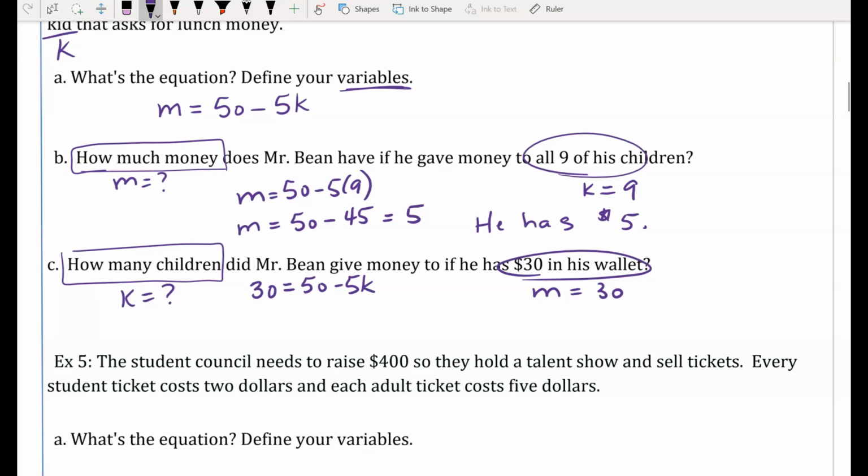We want to solve this for K, so we're going to subtract 50 from both sides. We get a negative 20, be careful with your signs there, is equal to negative 5K. Now we're going to divide both sides by negative 5 because negative 5 is multiplied by that K. Negative 20 divided by negative 5 is 4. And then we have K by itself on the right side of the equation. So this means that there are 4 kids.